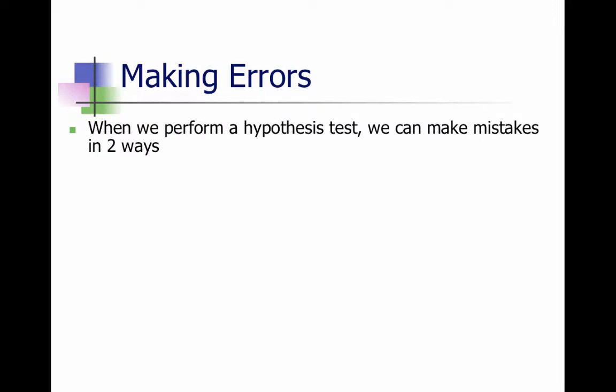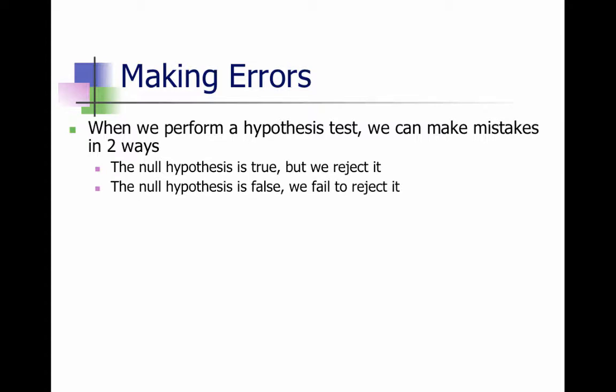When we perform a hypothesis test, we can make mistakes in two ways. The first way is that the null hypothesis could be true, but our test says we should reject it, and therefore we say, nope, it's false. The other way is that the null hypothesis is false, but we failed to reject it. So we perform our test, we get a high p-value, so we failed to reject our null hypothesis when in fact we actually should have rejected it.